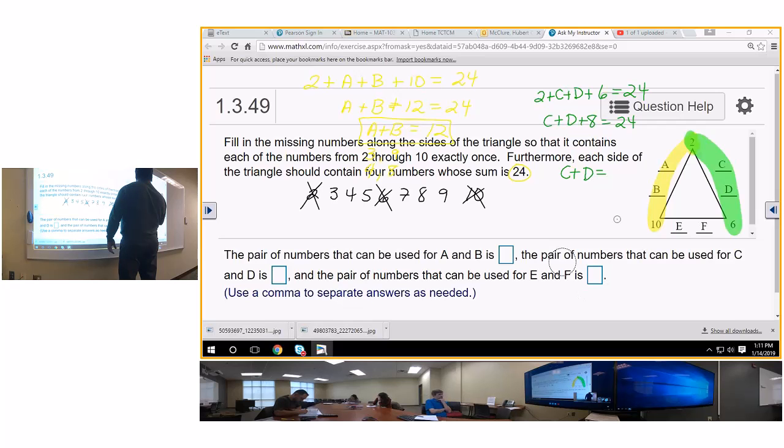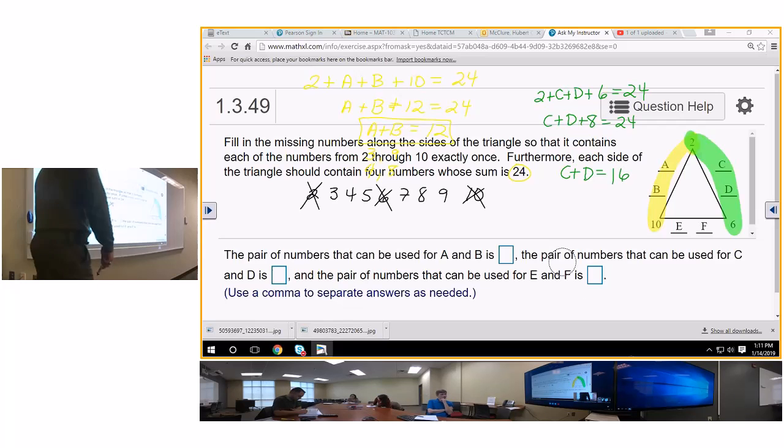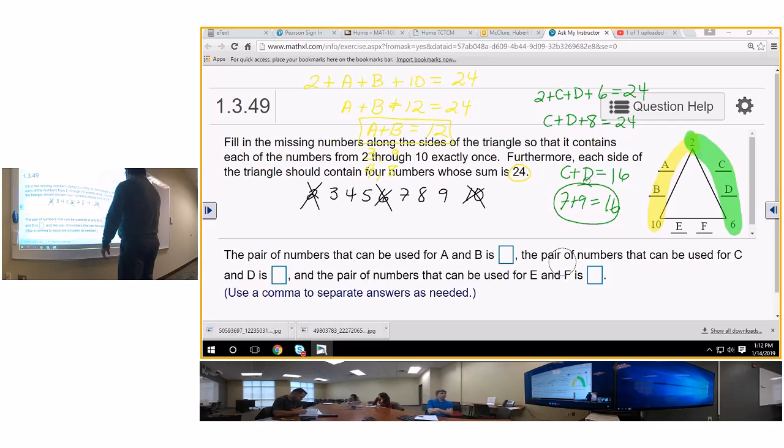16. So what numbers down here will give you 16? 9 and 7, 8 and 8. But you can't use 8 and 8 because you can only use numbers once. So it's only 7 and what? 7 plus 9 and 9 plus 7. So C and D is 7 and 9 or 9 or 7.